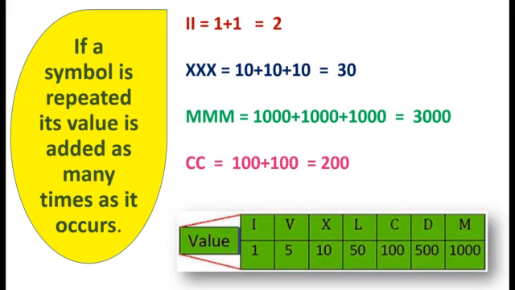The next question is C. Here C is written only twice, so we will add C and C. What is the value of C? That is 100. So 100 plus 100 is equal to 200.